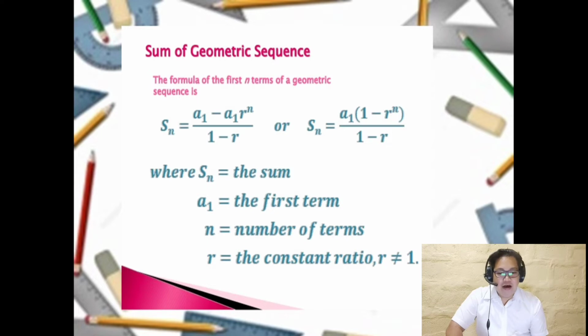So the formula of the first n terms of a geometric sequence is S sub n equals (a sub 1 minus a sub 1 r raised to n) over (1 minus r), or S sub n equals a sub 1 quantity 1 minus r raised to n over 1 minus r, where S sub n is the sum, a sub 1 is the first term, n is the number of terms, and r is the constant ratio, where r is not equal to 1.